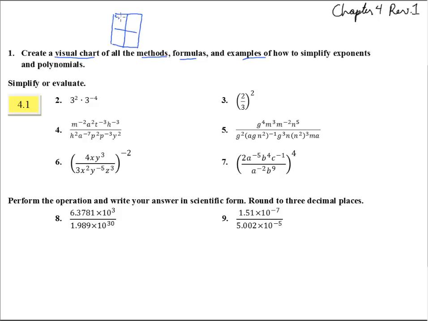So you have 4.1, where you got all the exponents in scientific notation. 4.2, the different parts of a polynomial, how to add and subtract them. 4.3 and 4.4. So it should look like that.